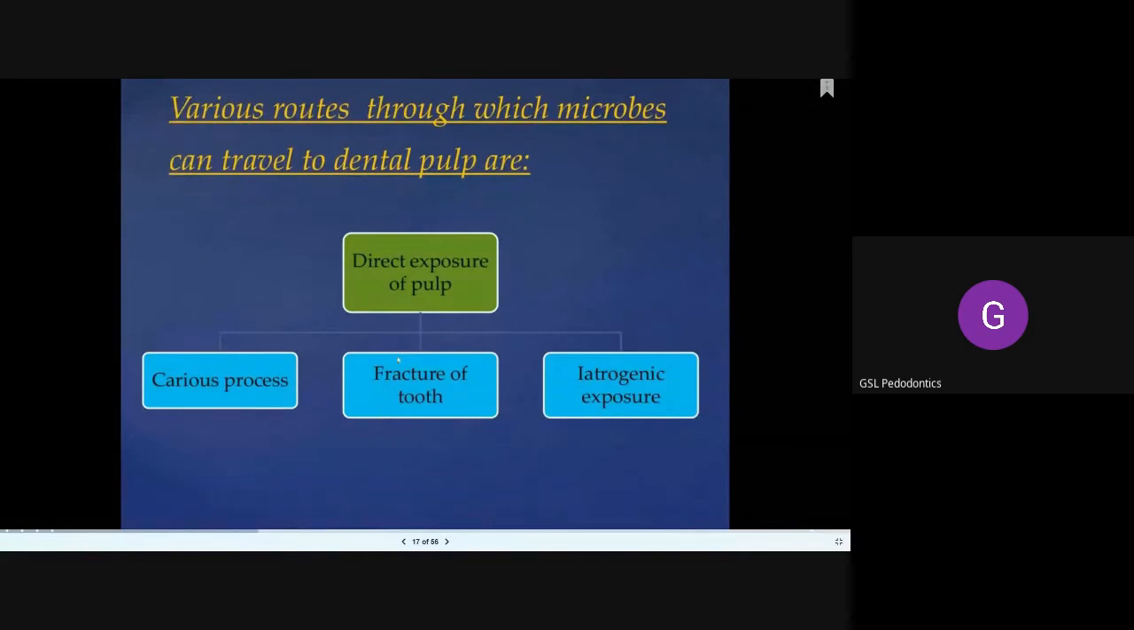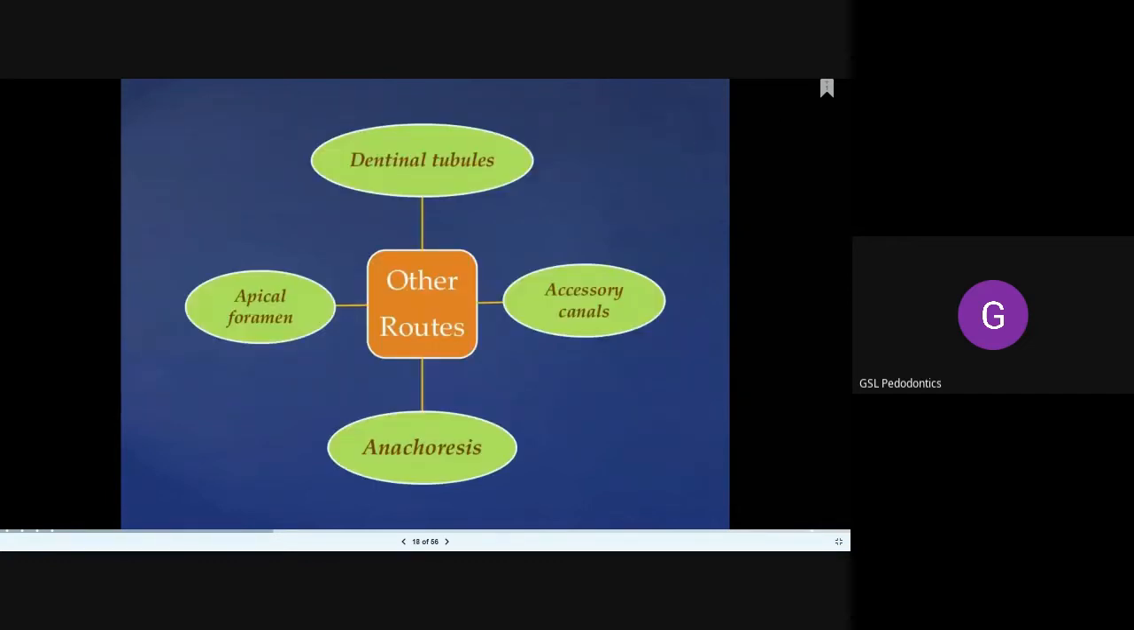So the routes from which the microorganisms can travel to the dental pulp are, from the root side, as we have seen, the lateral canals, apical foramina, and the dentinal tubules. Whereas from the upper side, from the caries exposure, the microorganisms may enter the pulp. Due to tooth fracture, the microorganisms may enter the pulp, or due to iatrogenic exposure, that is during your cavity preparation, the microorganisms may enter the pulp. So the other routes include, as we said, apical foramina, accessory canals, anachoresis and dentinal tubules.